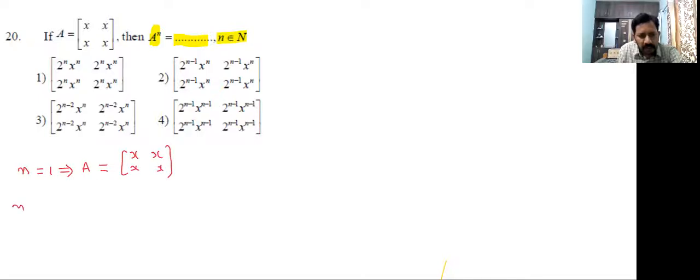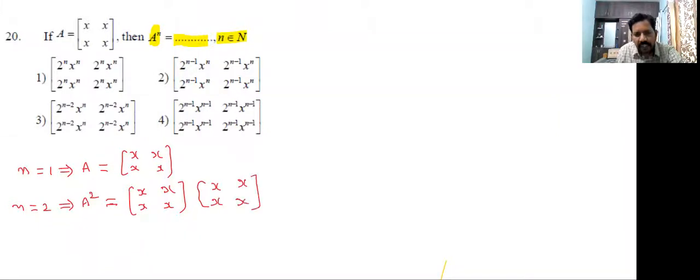If n is equal to 2, what do we get? A square. Now, A square means what? A into A, or not? x, x, x, x into x, x, x, x. Multiply these two matrices. Then what happens?